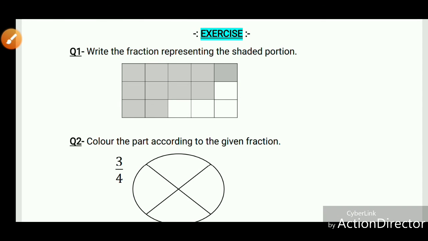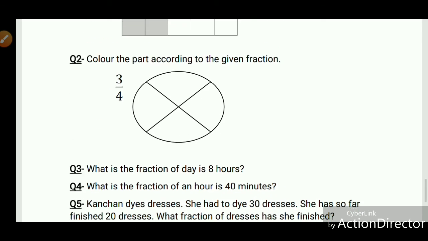In this exercise, I give some questions related to the above discussion. So you will do all these questions in your homework.